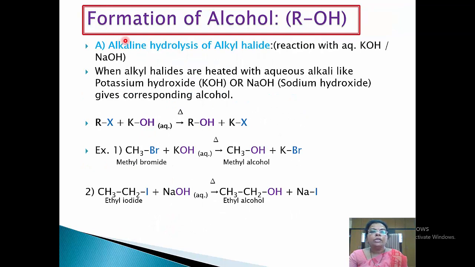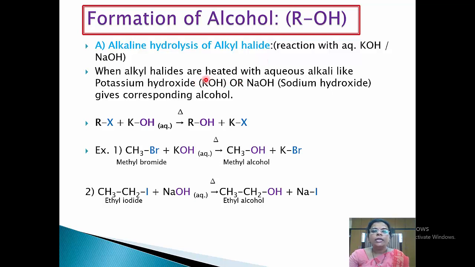Now we are going to see the first reaction, formation of alcohol. Alcohol means ROH. Alkyl halides can be converted into alcohol by using two methods. First, by using aqueous KOH or NaOH, or by using moist silver oxide. Now first we are going to see alkaline hydrolysis of alkyl halides by using aqueous KOH or NaOH.